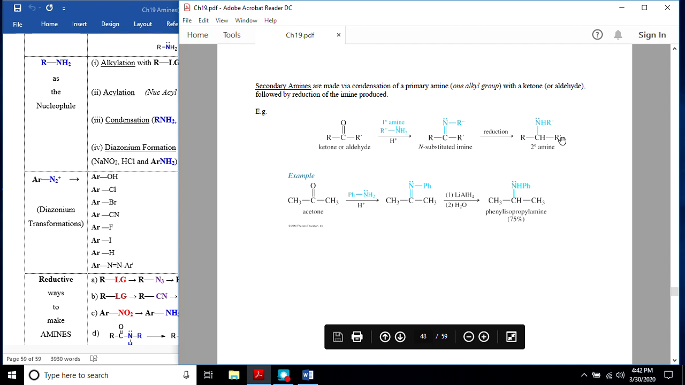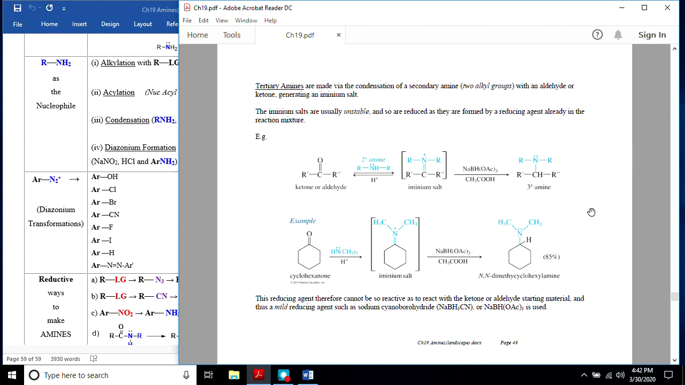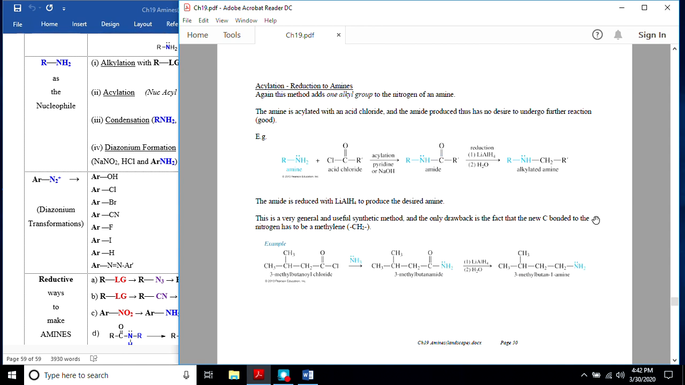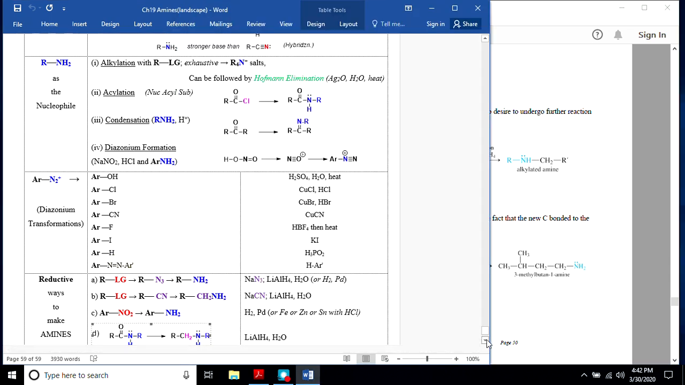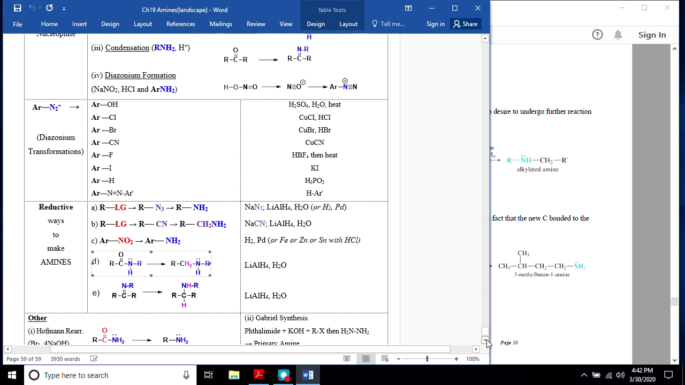So we already talked about our secondary amine, tertiary amine. To make a tertiary amine, you just use a secondary amine and an aldehyde or ketone. A slight twist here is you have to use a different reducing agent, but the process and the logic is still the same. So that was, in our summary, pathway E, reductive amination, so imine to amine.